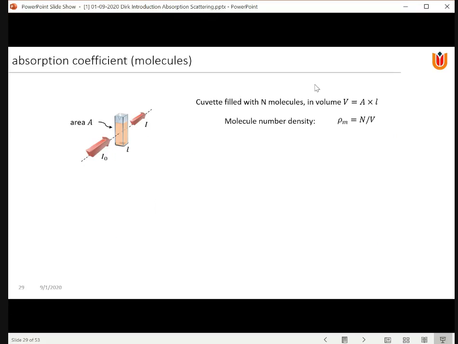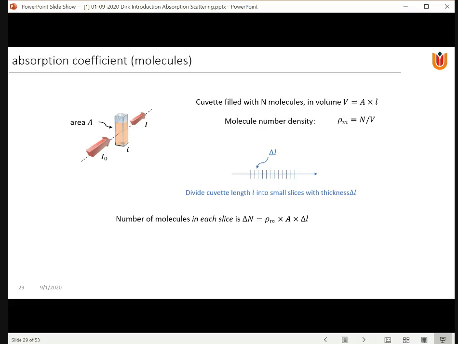Okay, there we go again. Same cuvette and molecules, same volume, and a given molecular number density. Now let's divide this cuvette that had length L into small slices, each with a very small thickness delta L. Then the number of molecules in each slice is delta n, which is the density rho times the area A, that has not changed, times the thickness of the slice, delta L. This is the number of molecules in each slice.